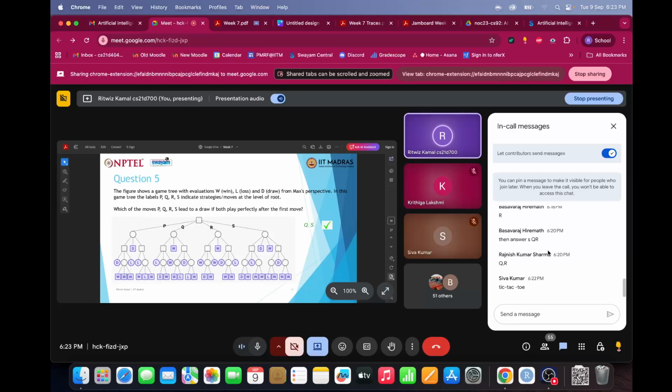Tic tac toe is another game that Shiva suggested in the chat box. So that is also something that could be considered.